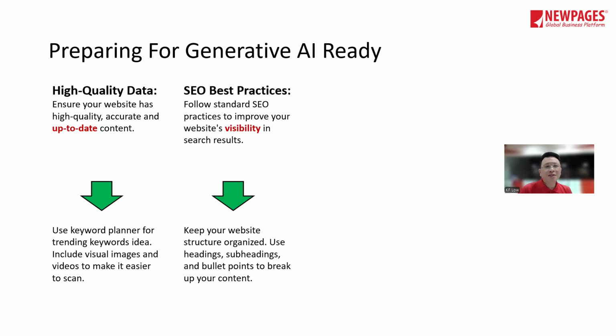The second one is SEO best practice. Follow standard SEO practice to improve your website visibility in search results. You need to keep your website structure organized. You need to use headings, for example header one. Header one is usually your title, in terms of your product titles, that is your heading one.